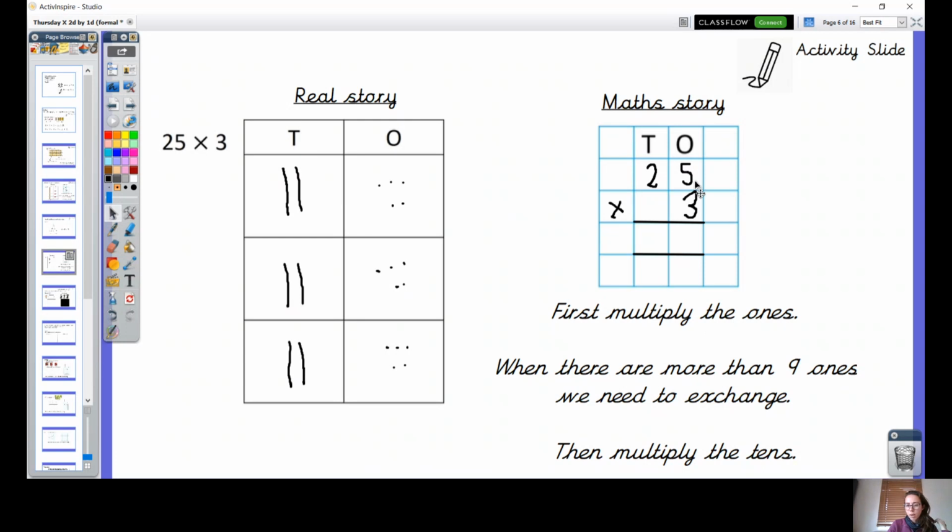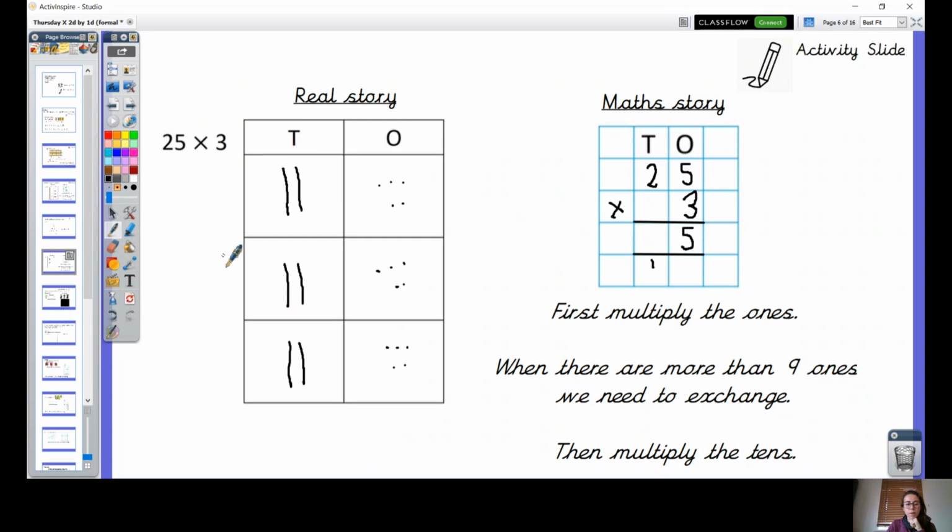1s. So I'm going to do 5 times 3. Now, I know that that totals 15. But 15 is more than 9, so I'm going to need to exchange. Now I know that my 15 is going to be written like this.